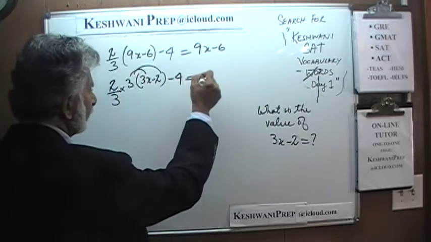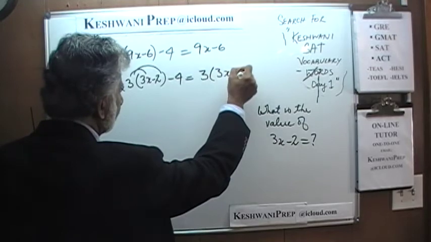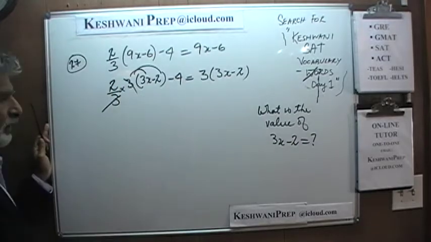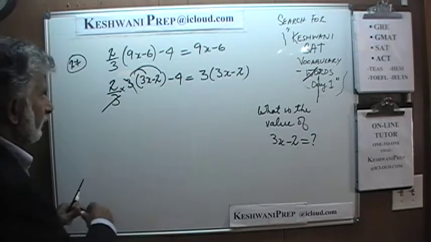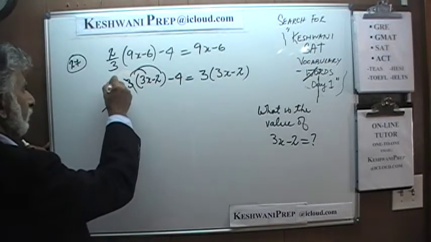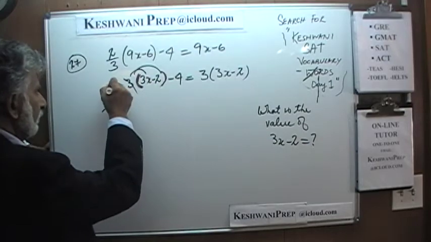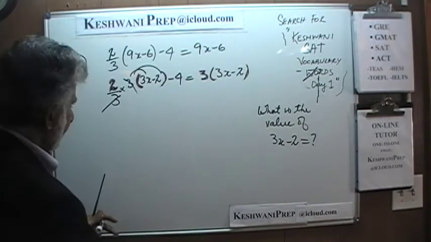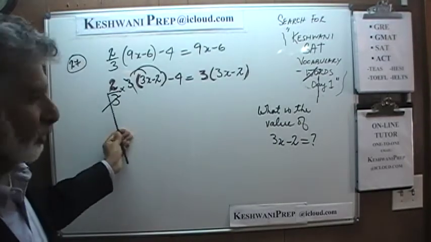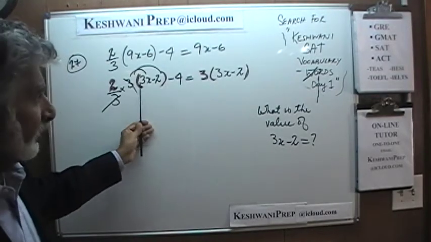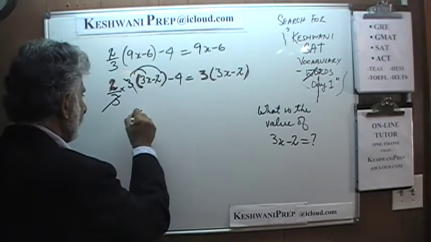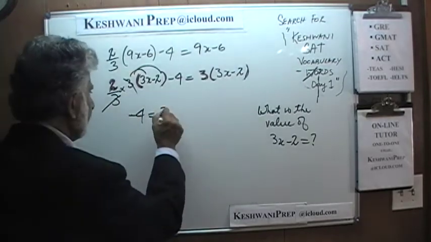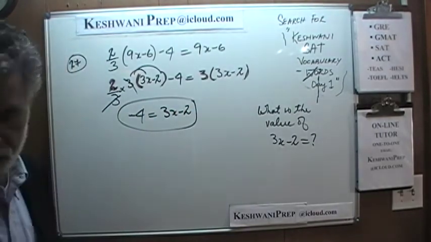And then we have minus 4. Let's do the same thing here. 3 times 3x minus 2. The next thing we notice is that we have a 3 outside here, we have a 3 at the bottom. Let's cross them out. And now what we have is 2 times this guy here, 2 times this guy on this side, and on this guy we have 3 times this guy, what we are solving for. So if we subtract 2 times 3x minus 2 from both sides, it will drop out from here, which means negative 4 equals 3 times 3x minus 2 minus 2 times 3x minus 2, this is just 3x minus 2.